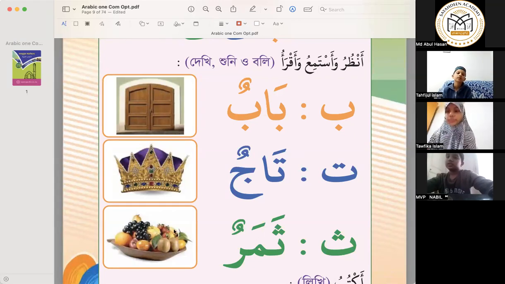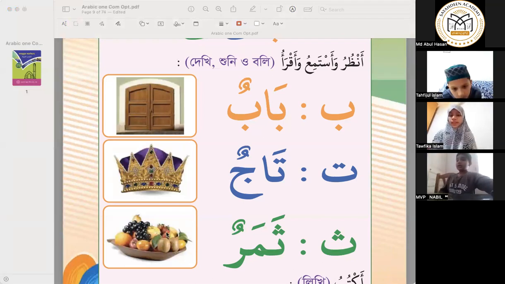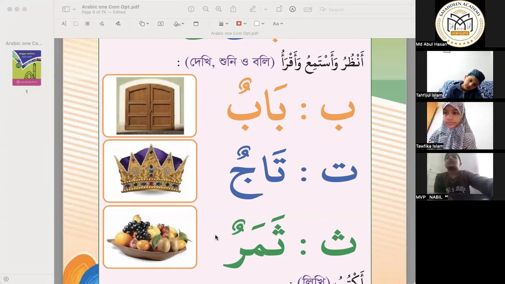Very good. And what can you see in this picture? Fruit. So say this is fruit. هذا ثمر. This is fruit. Good. Only 3 times. Children, remember, only 3 times.